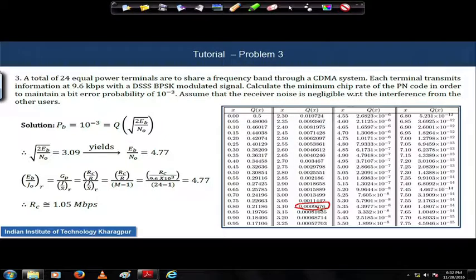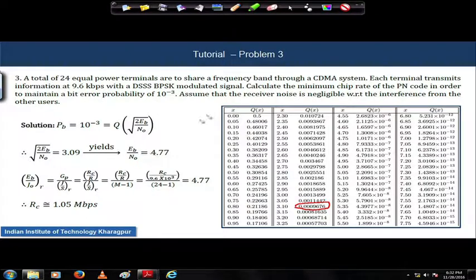This is almost 0.0001, or rather 0.001, I am sorry. So presumably the value is just before this 3.10, an argument of 3.10. So the precise value of x or √2 EB by N0 in this case is 3.09, and this can give you the value of EB by N0, which is 4.77.